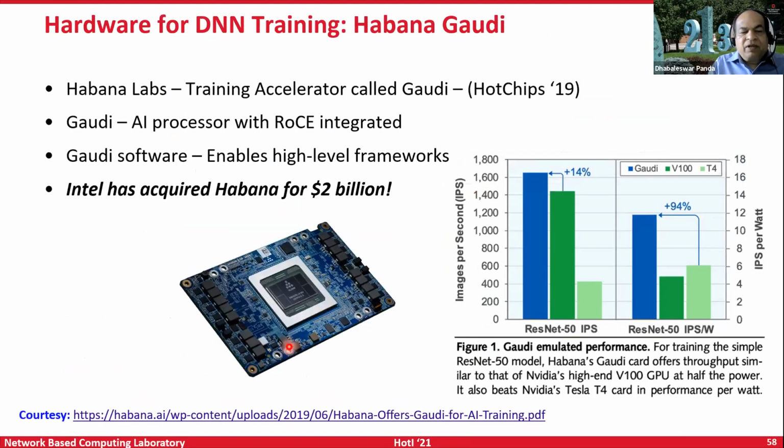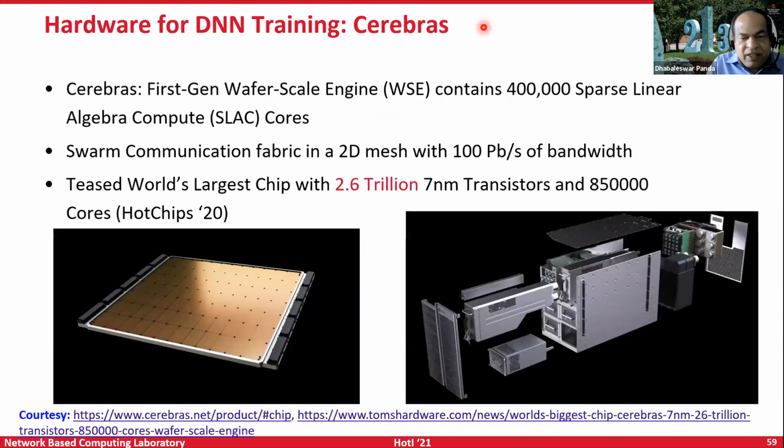Recently, two additional products are generating a lot of news. One is Gaudi from Habana Labs. This is the training accelerator called Gaudi. The AI processor is integrated with RoCE. There is Gaudi software. It was presented at Hot Chips 19. Systems are coming up to be deployed with these. Similarly, some of you must have heard of Cerebras also.